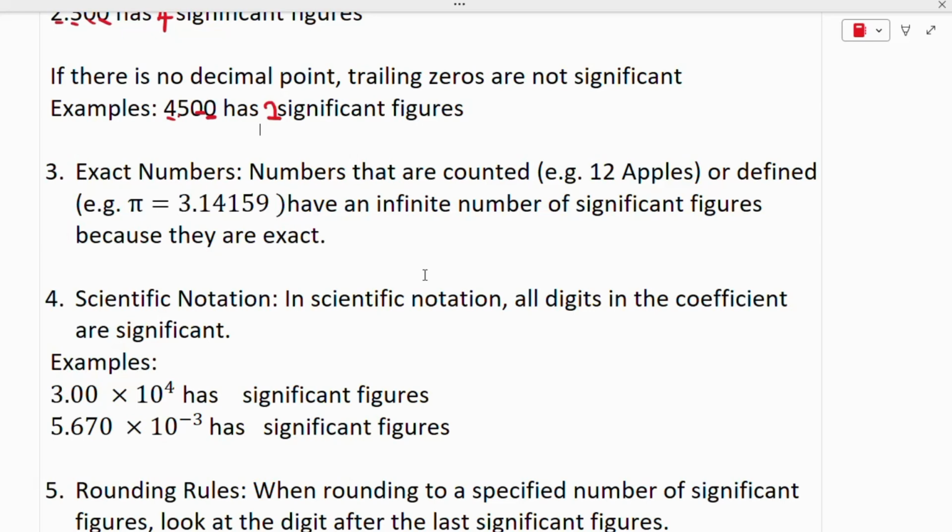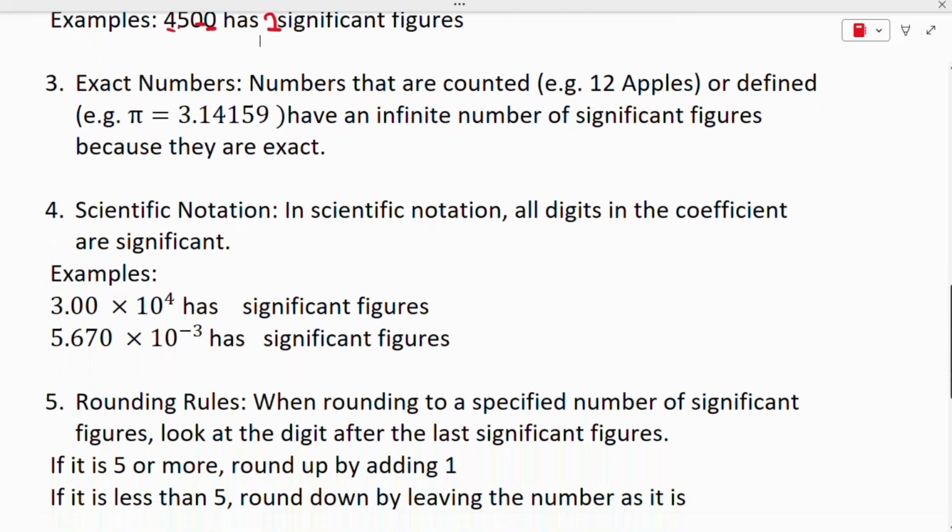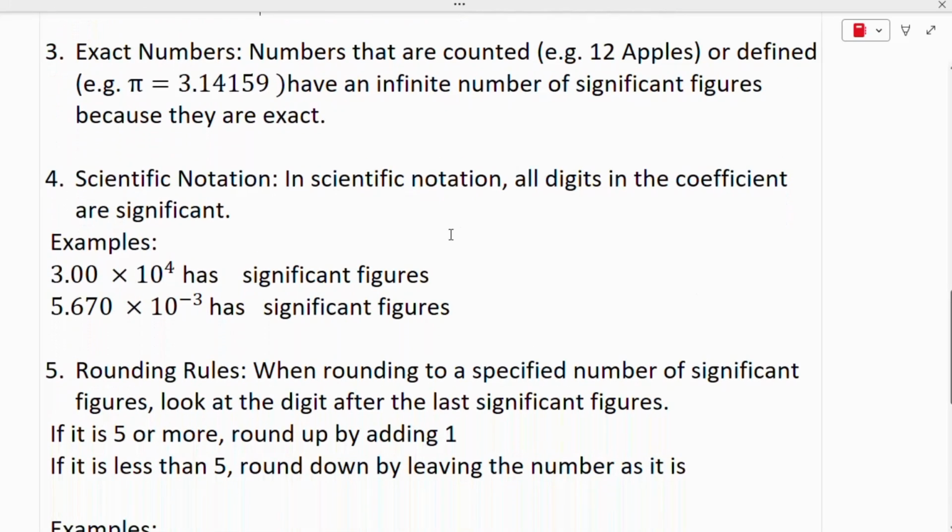Most of these exact numbers are mathematical constants, like pi, 1 inch, and so many others. For rule 4, we have scientific notation. In scientific notation, all digits in the coefficient are significant. Like this one right here, this number is expressed in standard form. So we have 1, 2, 3. The digits right here are significant, so this becomes three significant figures.